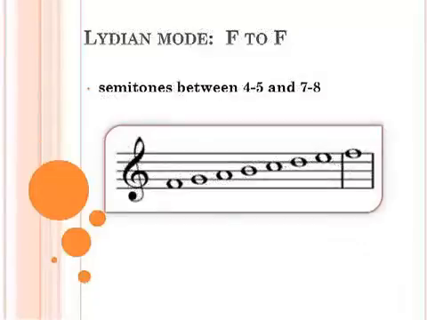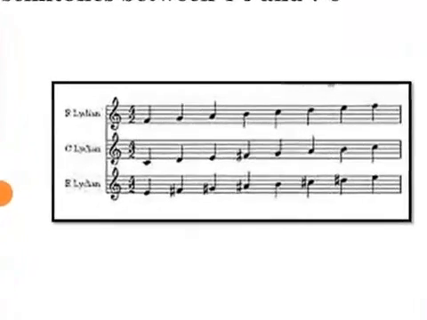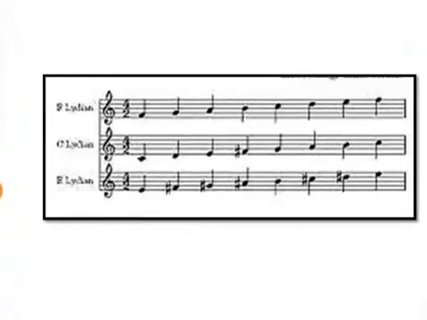The Lydian scale can be described as a major scale with the 4th degree raised a semitone. For example, it's like a C major scale with an F sharp. Here we see 3 forms of the Lydian scale: the F Lydian, the C Lydian, and the E Lydian. Again, it's the order of tones and semitones that gives the Lydian mode its unique sound.